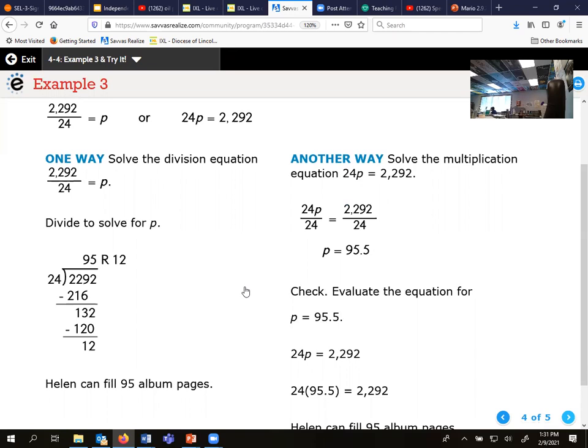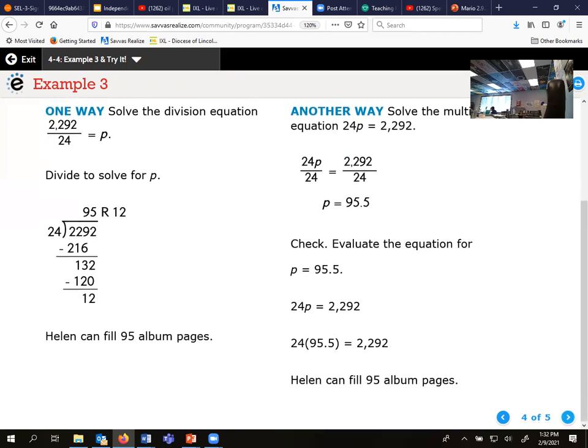So if we solve the equation 24 times P equals 2,292, we're still going to have to do that inverse of multiplying. So we're going to end up dividing 2,292 by 24, and we're still going to get 95.5, which would be 95 and a half pages. Okay, when we divided, you still could have got a remainder, but no matter what, she can only completely fill 95 pages. We don't care about the partial ones. She can completely fill 95 pages, which is a lot.